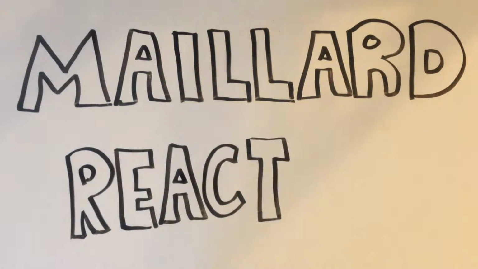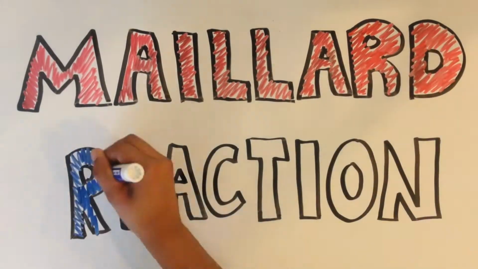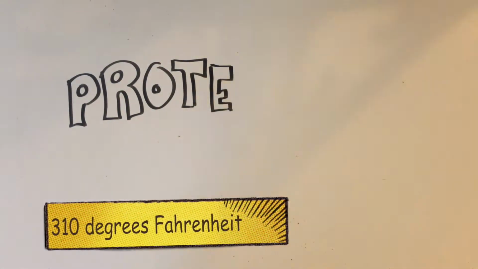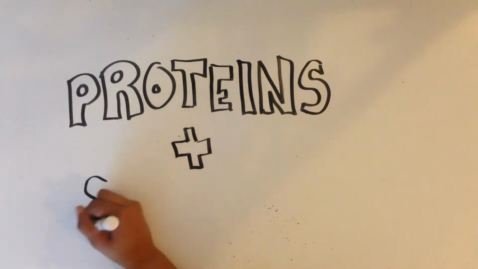The second reaction that occurs is called the Maillard reaction. The Maillard reaction is named after the French scientist Louis-Camille Maillard, who studied the reactions of amino acids and carbohydrates in 1912. At 310 degrees Fahrenheit, the Maillard reaction will take place.